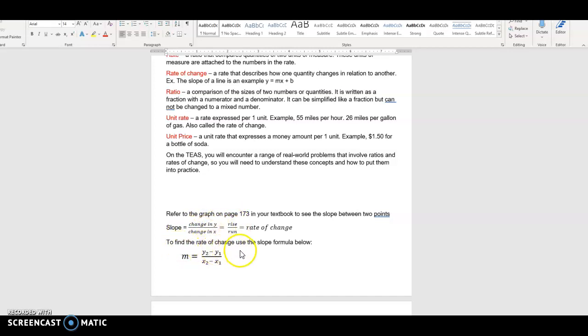To find the rate of change, use this slope formula below: y sub 2 minus y sub 1, where these are the two y values of your particular points, over x2 minus x1, where these are the two x values of your 2 points. Make sure that when you use the y sub 2 and the x sub 2, those come from the same ordered pair, and the same thing for the y1s and x1s. You can switch them around, but you can't have y1 minus y2 and then x2 minus x1. They have to be put in this particular order.